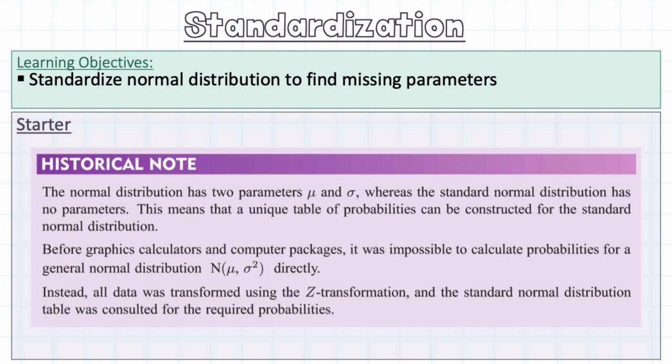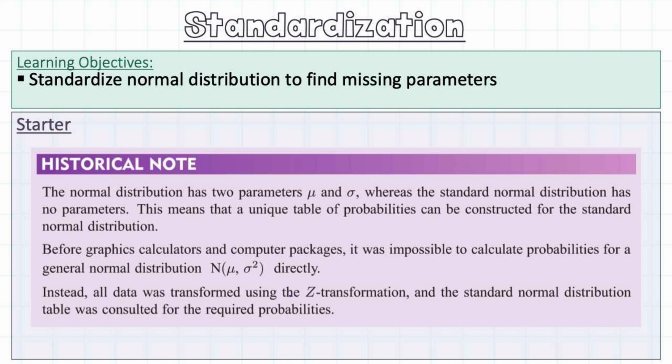In normal distribution, we will also face the same issue as we did with other distributions, where what if one of the parameters is missing? What if the mean is missing? What if the standard deviation is missing? What do we do in that case? We actually follow something called standardization.